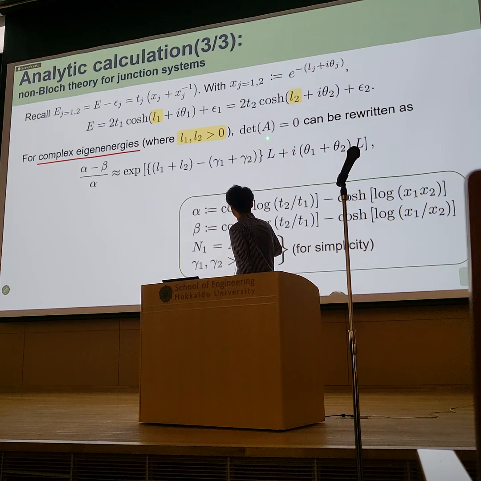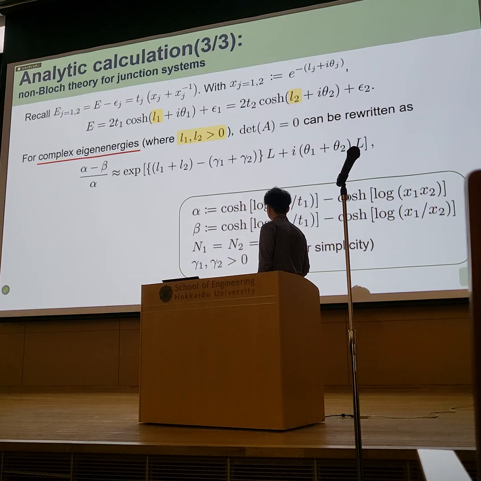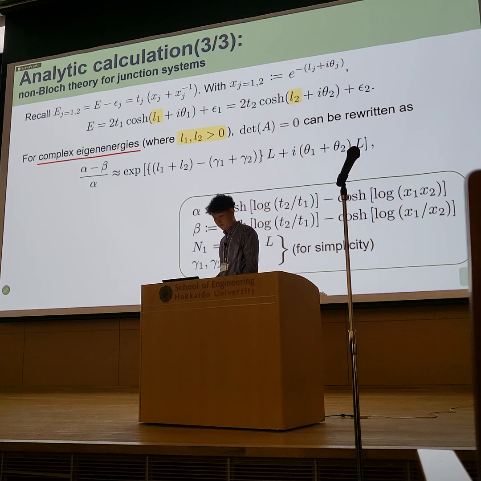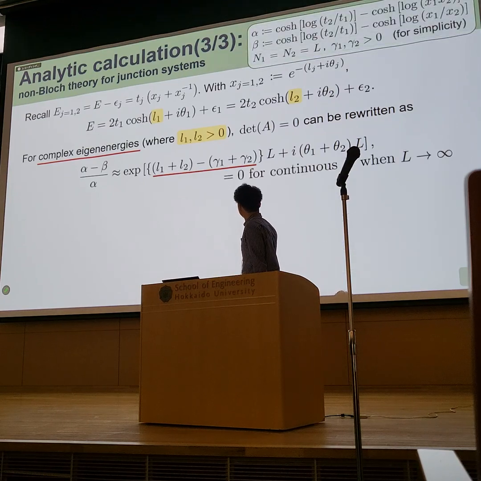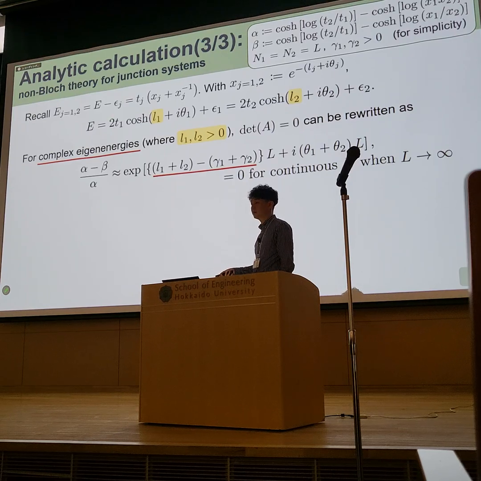Since the determinant of matrix A must be 0, we derive a specific equation as follows. For simplicity, we consider the case where each subsystem has the same number of sites, L, and the same sign of gamma, positive. And alpha and beta are defined as follows, which are quite complicated, but the key point is that, similar to the non-Hermitian theory, we aim to find solutions that give continuous energy.